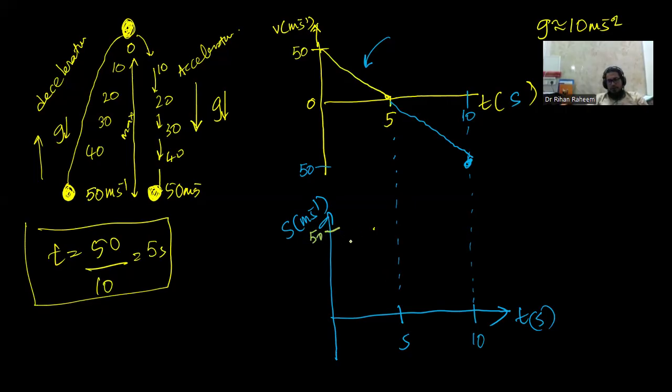Starting from 50 m s^-1, at 0 seconds it was 50, when you threw it up. But when it reaches the maximum, at the end of 5 seconds, it is 0. From here to here. Then we'll draw the coming back journey. When coming back, speed has increased: 10, 20, 30, 40, 50. By the end of the 10th second, it has again become 50. In the speed time graph, we don't need to worry about the direction, so you can directly draw like this.